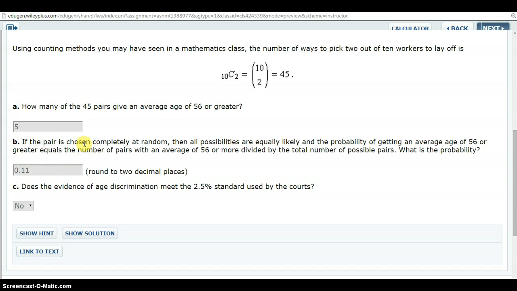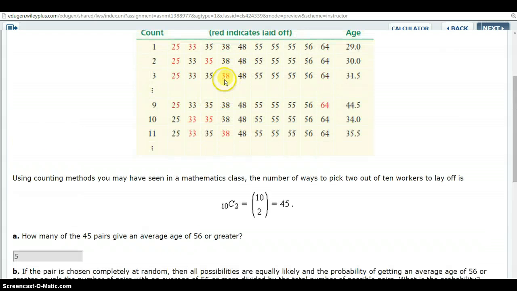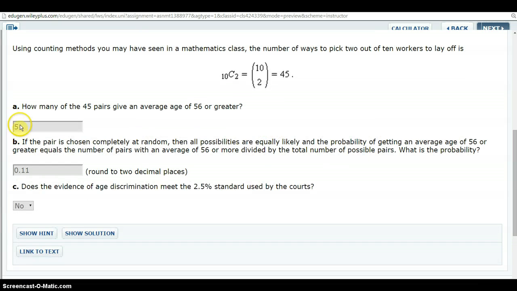So if we were just to randomly choose a pair out of these 45 possible pairings, 5 of them would give us an average age of 56 or greater. 5 out of the 45. So choosing a random pair, we would have a probability of 5 divided by 45, in other words, 0.11 chance of getting an average age of 56 or greater.